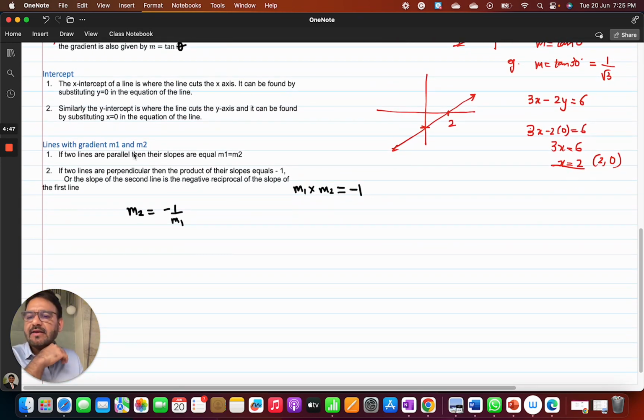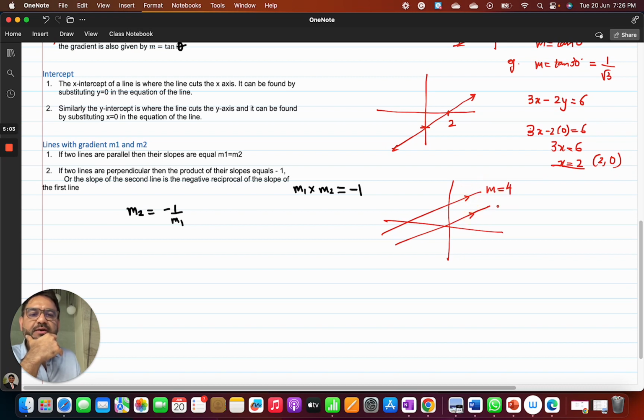Lines with gradients m1 and m2. If two lines are parallel, then their slopes are equal. If I give you a graph with two parallel lines, then the slopes would be equal. The slope of this line, M1, is 4, so the slope of M2 will also be 4. So if lines are parallel, their slopes are equal.